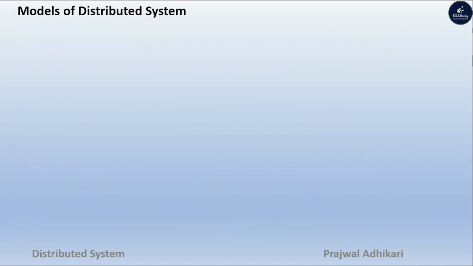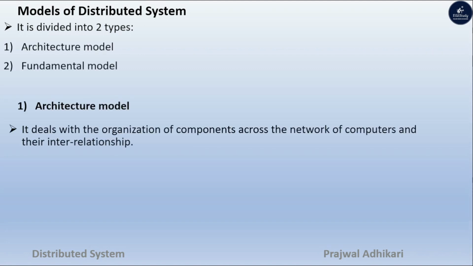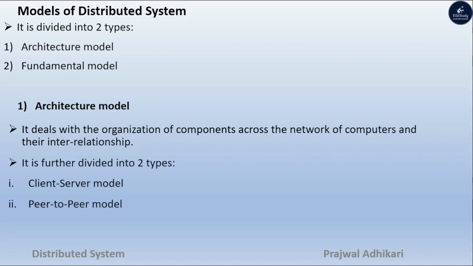Models of distributed systems. There are two types of models: architecture model and fundamental models. Architecture model deals with the organization of components across the network of computers and their interrelationship. It is further divided into two types: client-server model and peer-to-peer model. In this video, we will discuss the architecture model, and in the next video, we will discuss the fundamental model.